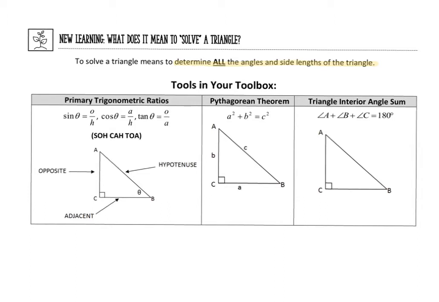We'll remember that sine is opposite over hypotenuse, cosine is adjacent over hypotenuse, and tangent is opposite over adjacent. Don't forget that you can use SOHCAHTOA to help you to remember these primary trig ratios.